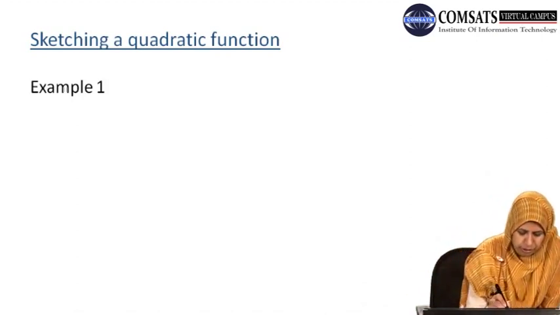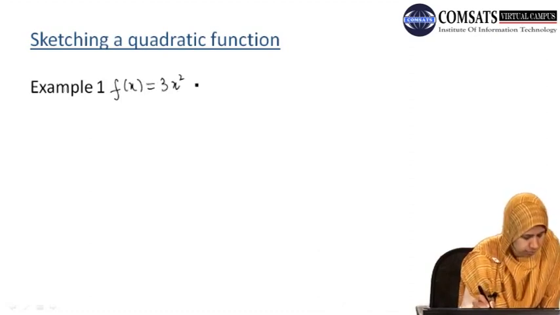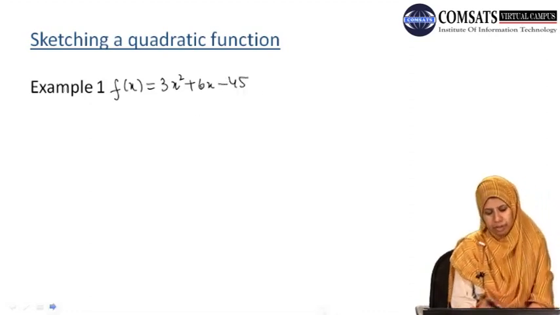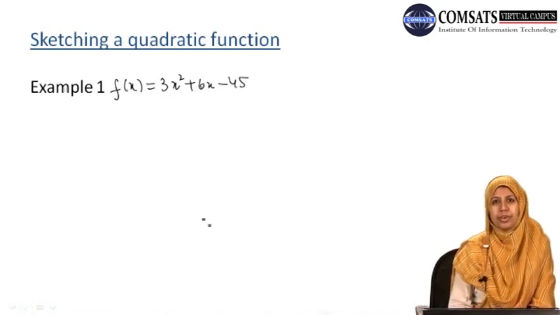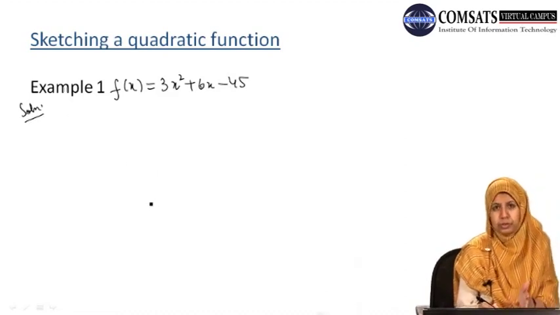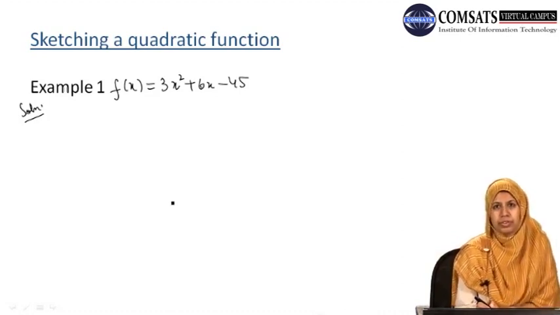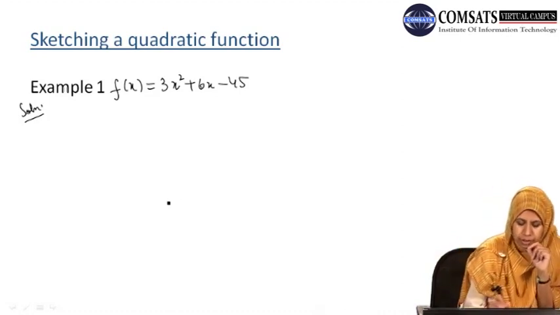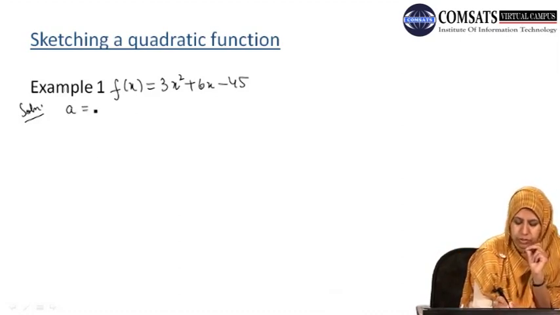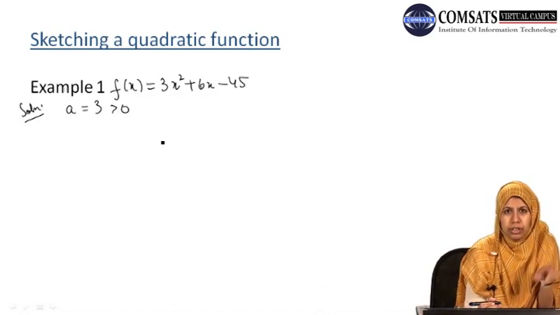So let's take our quadratic function f of x as 3x square plus 6x minus 45, and we are interested in the sketch of this quadratic function. All we have to do is to find all these 4 values one by one, and then with the help of this information we can sketch our quadratic function. Now by comparing it with the general form, we have a equal to 3, which is positive, which means that the graph will be concave up.